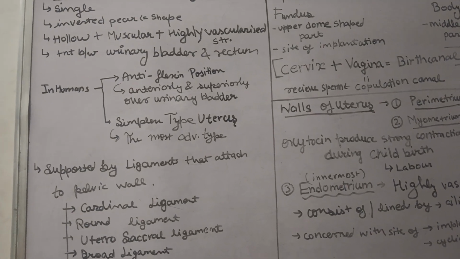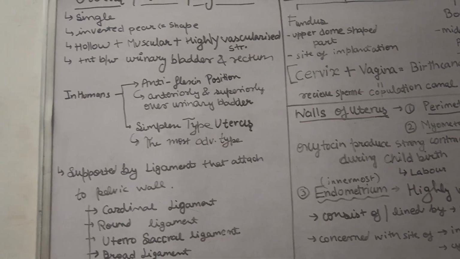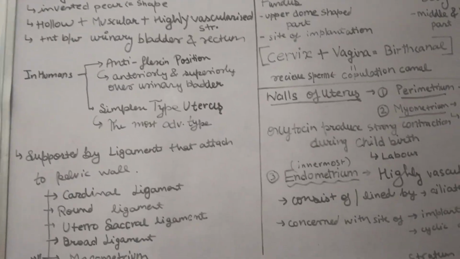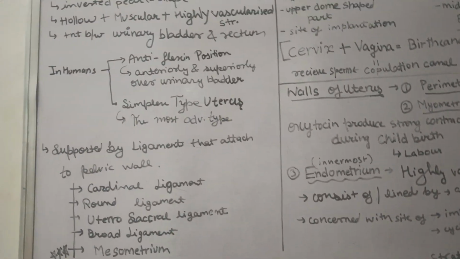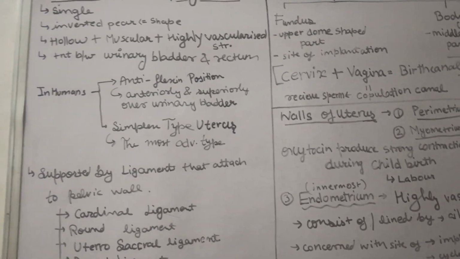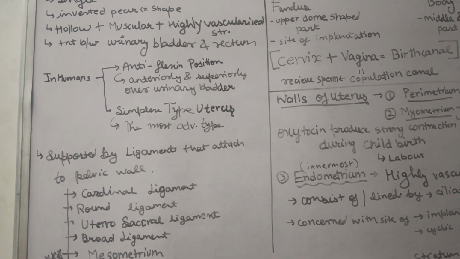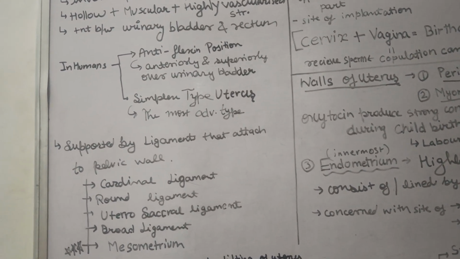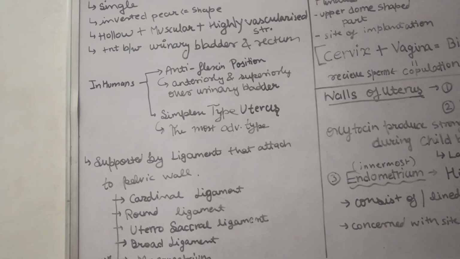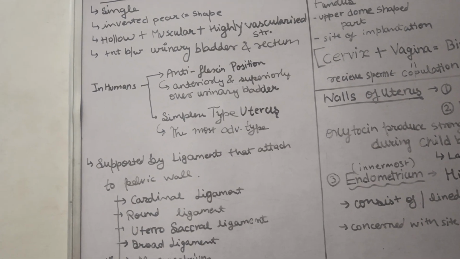It is actually present between the urinary bladder and rectum. The rectum is part of the intestine, we all know, and the urinary bladder. So, in NCERT, we have a diagram of the female reproductive system. You can check there that it is present between the urinary bladder and rectum. In humans, if I talk specifically, we have the simplex type uterus. It is the most advanced type of uterus that can be found in any individual. The simplex type of uterus is one where the uterus has no partition wall.